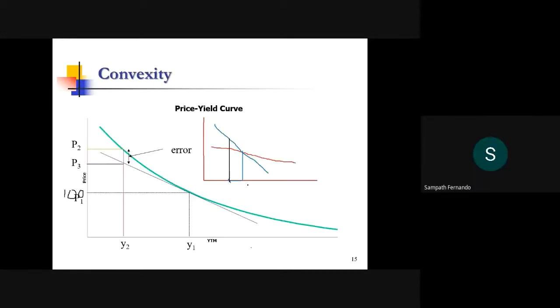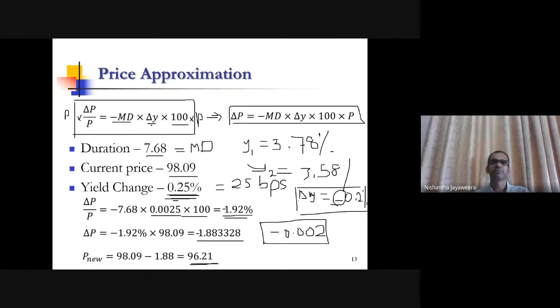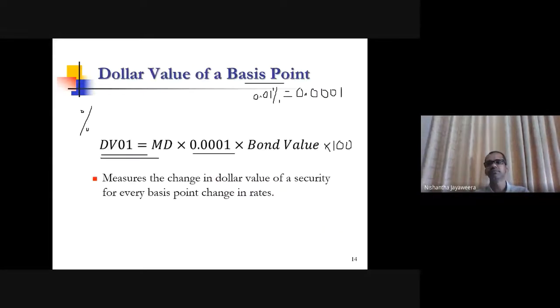So why do we multiply that by 100, that dollar value? Same concept here. This is the equation that we have to use to get the change in price. For the other one, dollar value, we are using the same equation. Instead of delta y, we have put the change in yield in decimal points, 0.0001. So therefore, we need it here. We put the bond value here.